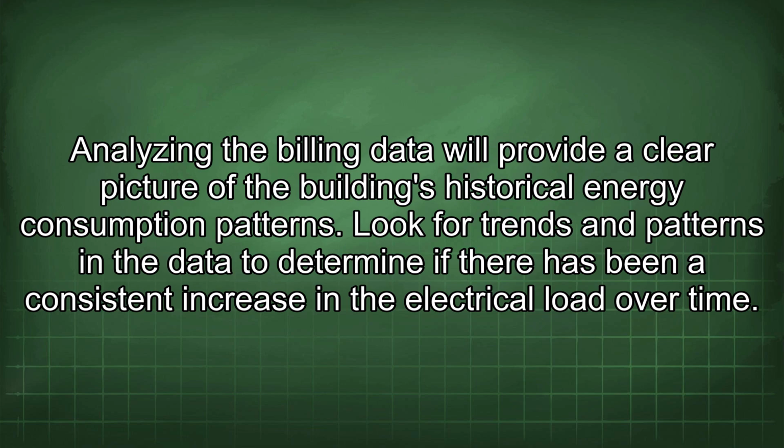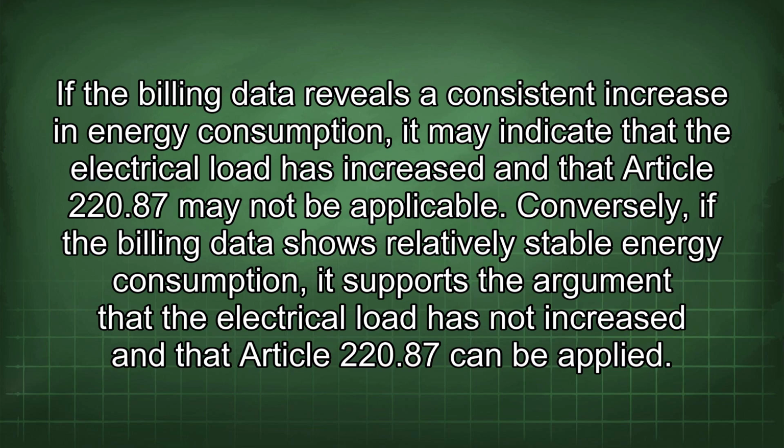Look for trends and patterns in the data to determine if there has been a consistent increase in the electrical load over time. If the billing data reveals a consistent increase in energy consumption, it may indicate that the electrical load has increased and that Article 220.87 may not be applicable. Conversely, if the billing data shows relatively stable energy consumption, it supports the argument that the electrical load has not increased and that Article 220.87 can be applied.